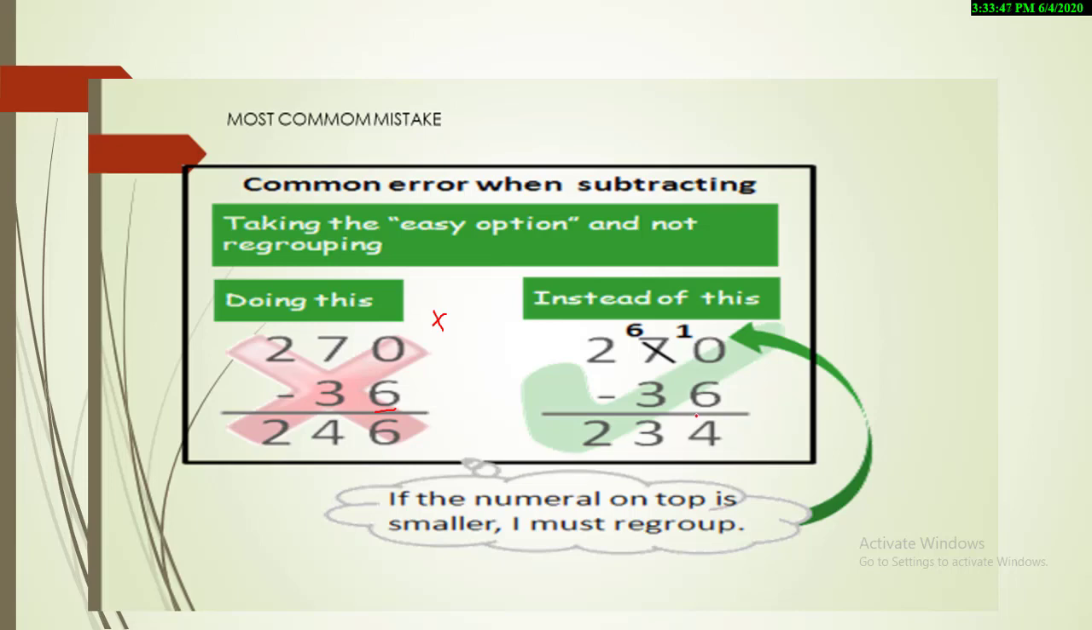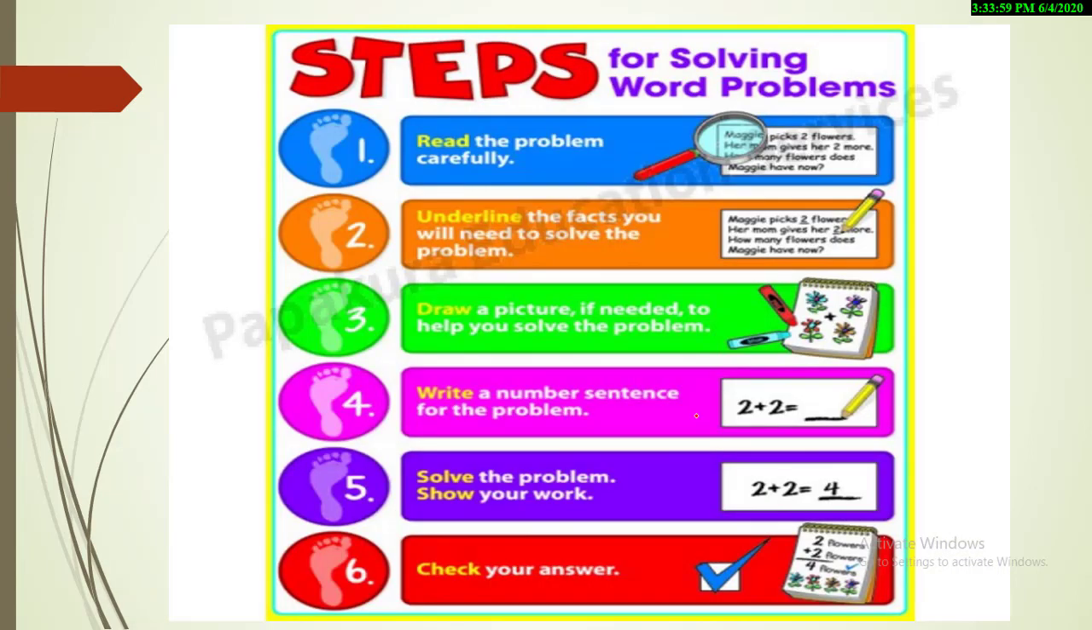Don't do it, okay? And whenever you get the time, do the practice of addition and subtraction. It is very important and it will help you in every grade. So don't take it easy.